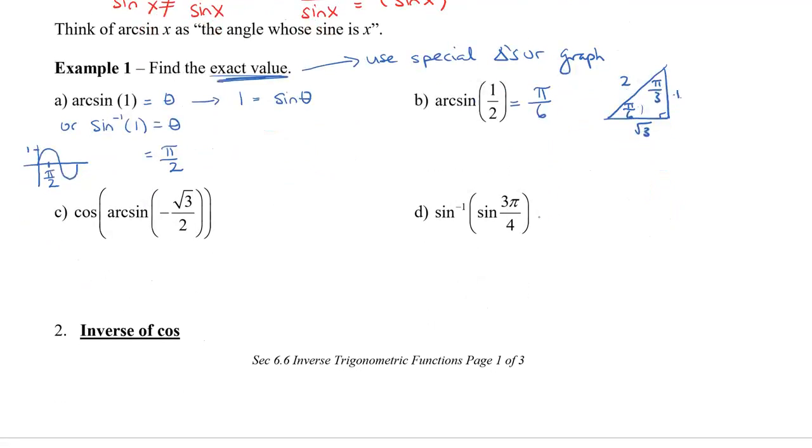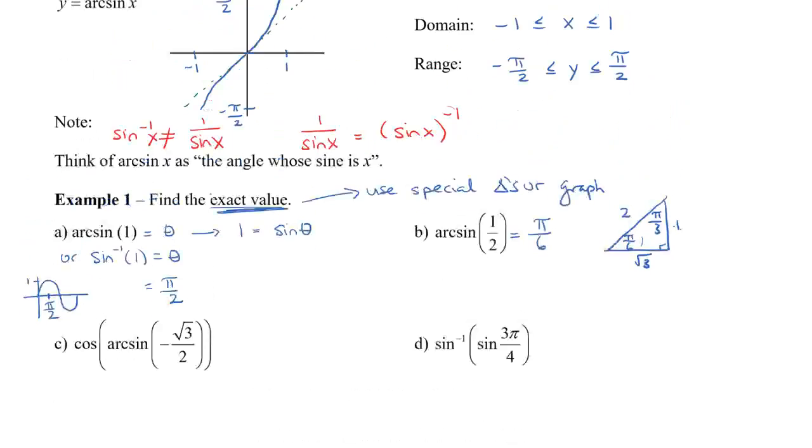All right, let's take a look at another one. So this one here is getting a little bit more complicated. So we have the cos of the arcsine of negative root 3 over 2. So we're going to work with the inside first. So the arcsine of negative root 3 over 2. So when we take a look at our triangle, root 3 over 2 means that this has to be pi over 3. Now, arcsine is negative.